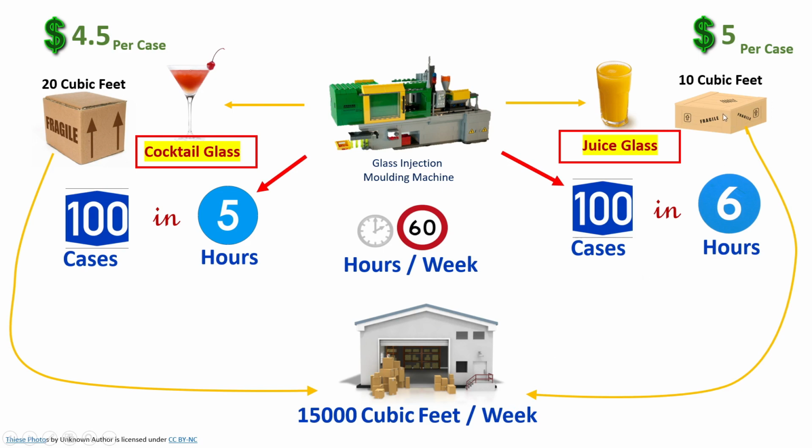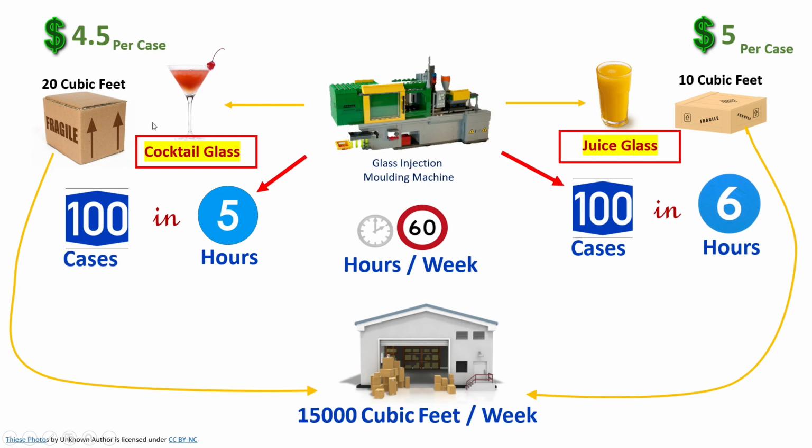So all through the week we keep producing these cases and storing them inside this warehouse, and at the end of the week we ship them out and we can produce more cases for the next week. But for the ongoing week, these cases are stored inside this warehouse and the capacity of this warehouse is limited to 15,000 cubic feet per week.